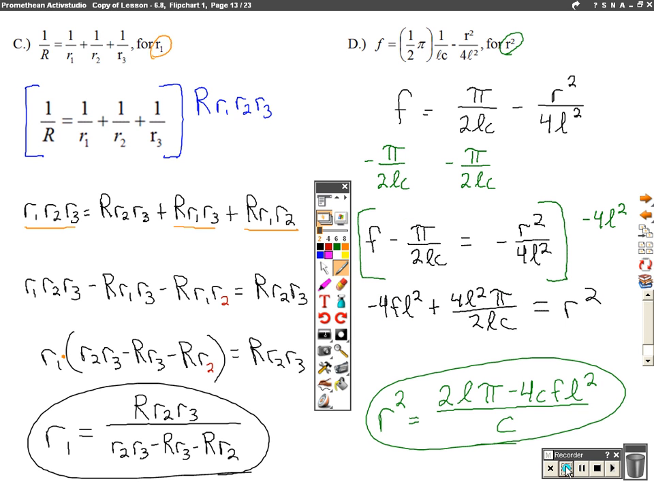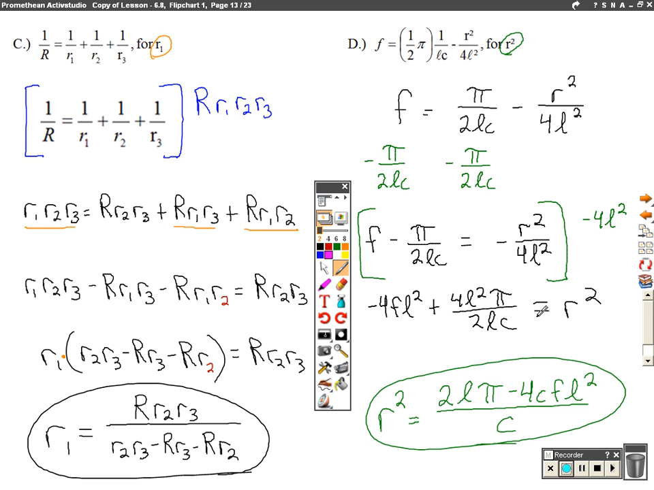And just to show you another way that you could get to this answer, instead of following our general rule of thumb, if you prefer this way, of not multiplying through by the LCD, you could first subtract this term, this pi over 2LC, and this is what you'd be left with. And then just to get R squared by itself, all I have to do is multiply through by a negative 4L squared and distribute that to all terms. This is what you would get.